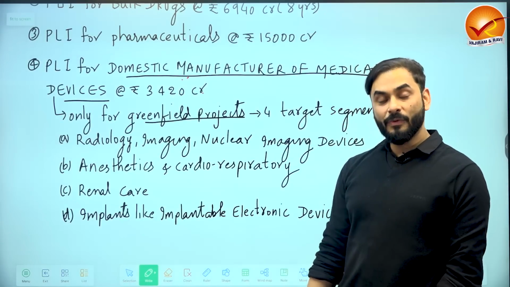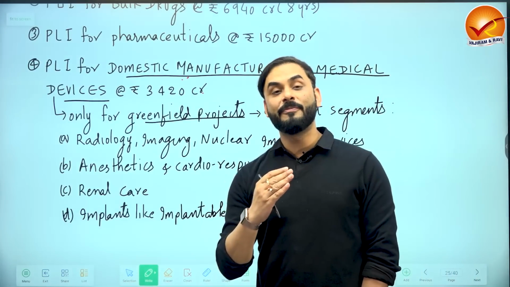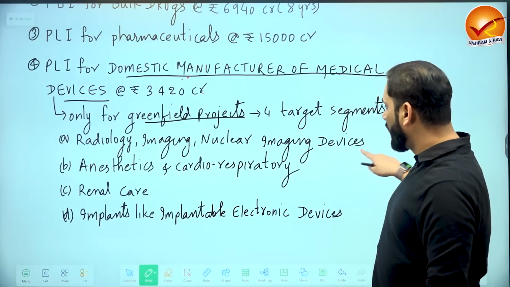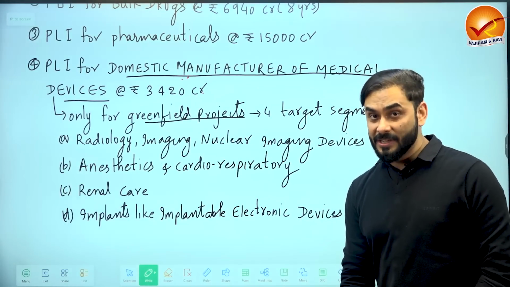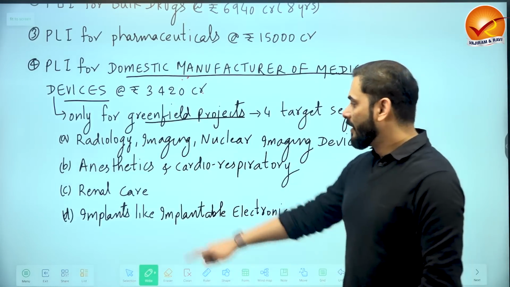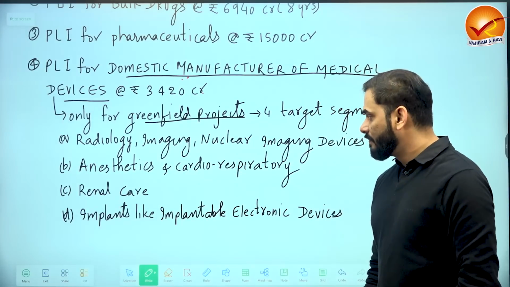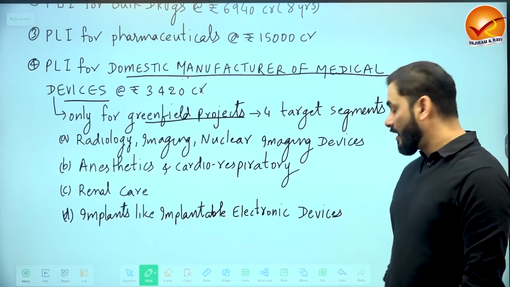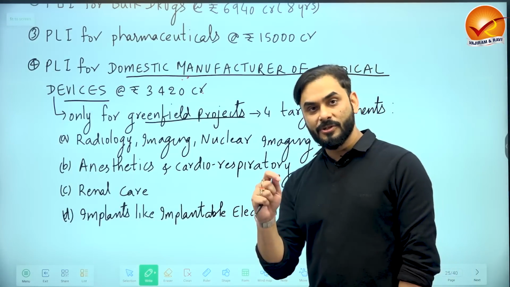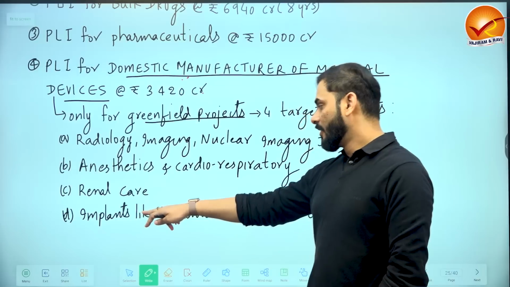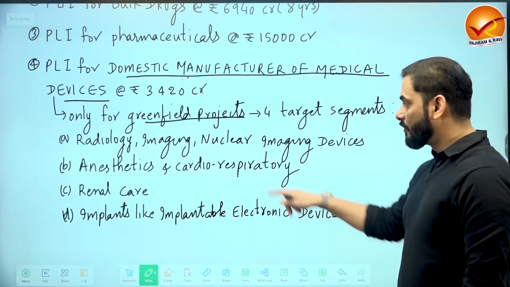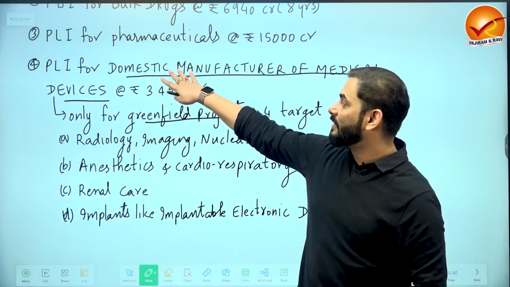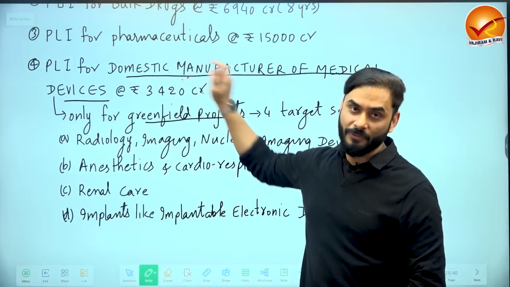So basically, what are the 4 different types of medical devices which will be covered under this scheme? So radiology imaging, nuclear imaging devices like MRI machine, X-ray machine, etc., ultrasound. Number 2, anesthetics and cardio, respiratory. Then renal care and implants like implantable electronic devices. Implants means those things which are planted inside, right? Planted inside the body, etc. So these are the 4 types of devices which will be manufactured under production linked incentive scheme number 4.